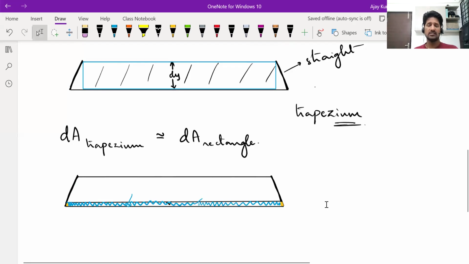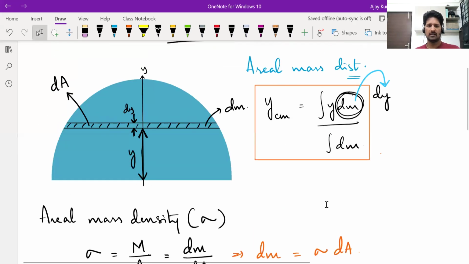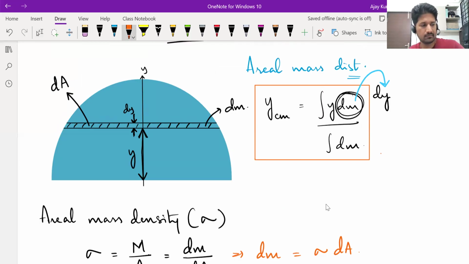And what is the expression for the area of a rectangle? Can any of you tell me? What is the expression for area of a rectangle? The formula: length into width. Yeah, length into width. Okay, thank you.